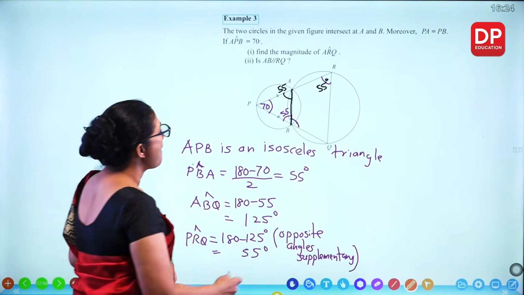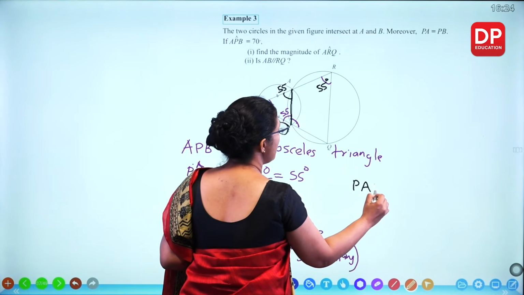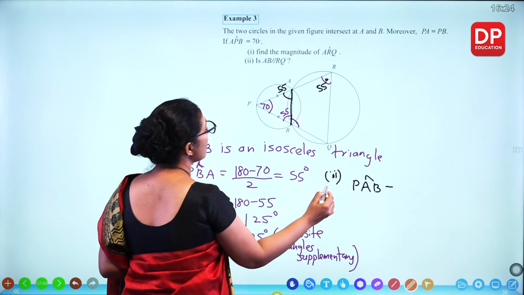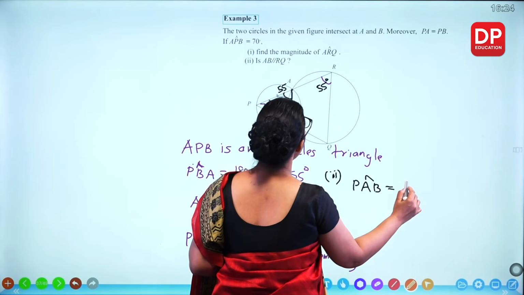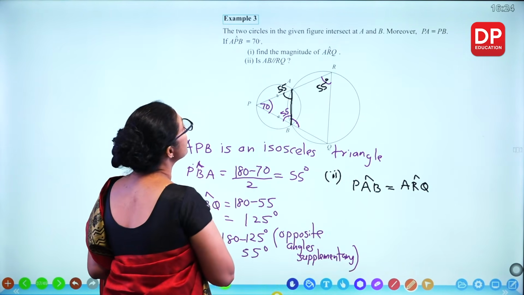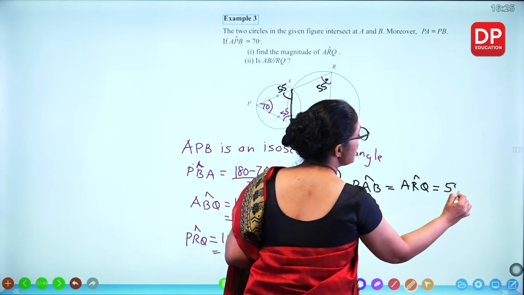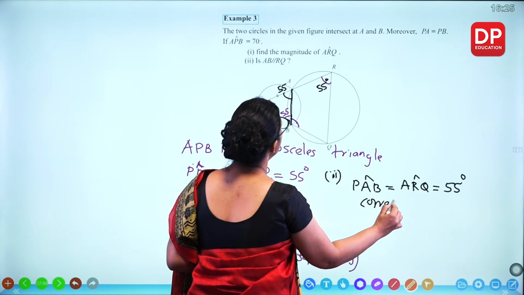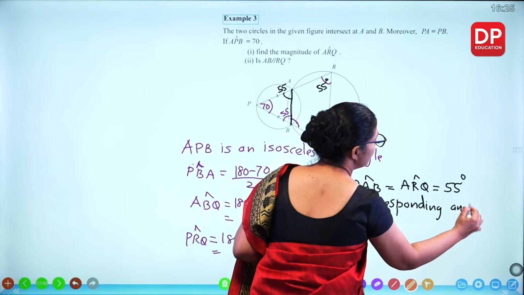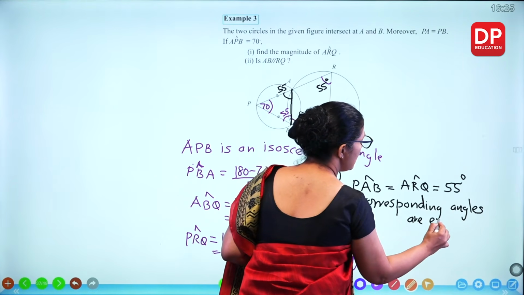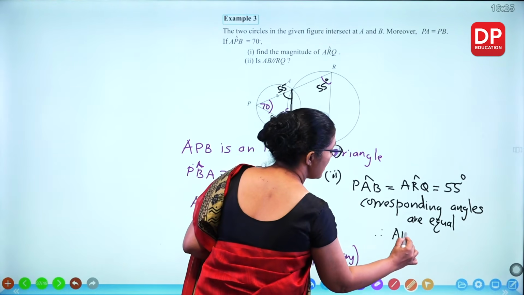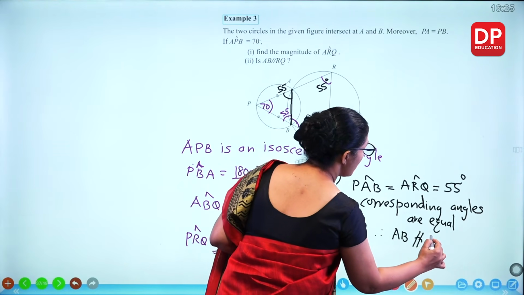So, we can say PAB angle is same as ARQ angle or QRA, that's 55 degrees. Corresponding angles are equal. Therefore, AB is parallel to QR.